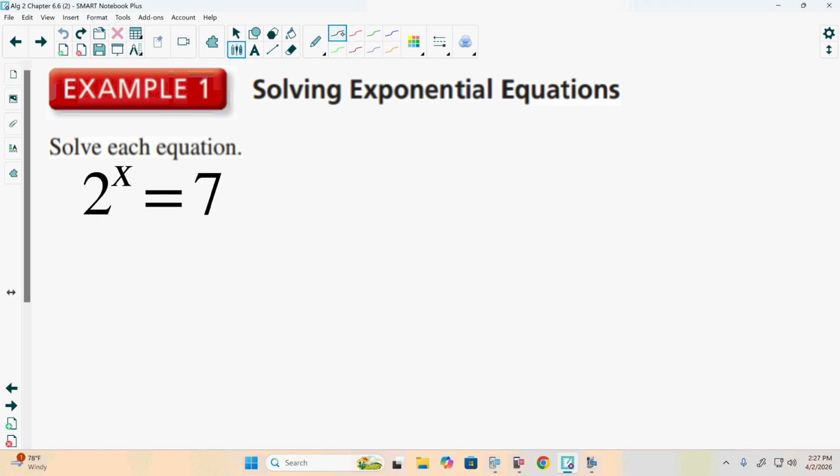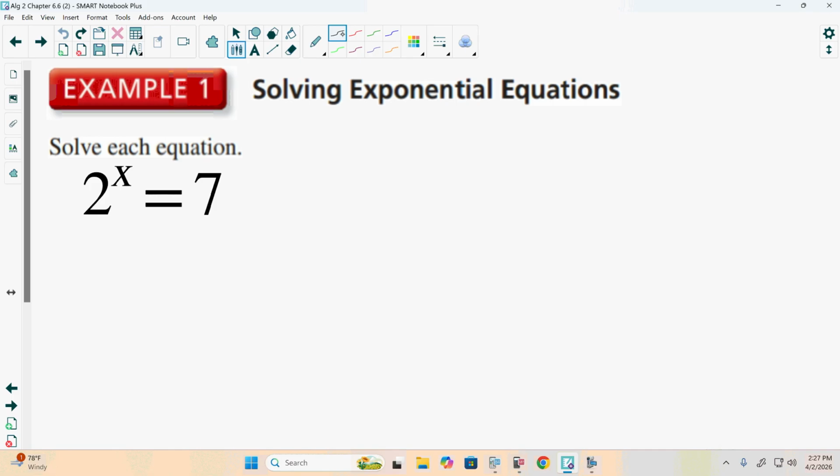So what we're doing today is 6.62, solving logarithmic and exponential equations. And the first one we're looking at is this one here. So we're told that 2 to the x equals 7.